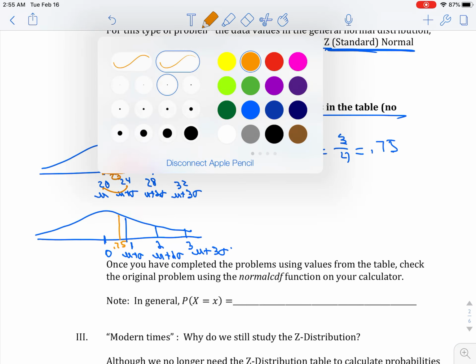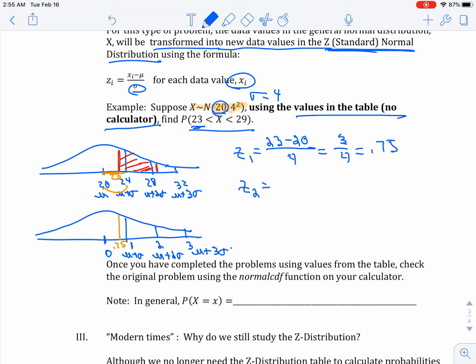All right, then we want z sub 2, which is going to be our upper value, 29, minus the mean, again using this formula, minus the mean, which is 20, divided by the standard deviation, which is 4. So we get 9/4, which of course is 2.25. And again, that should make perfect sense, because if this is 29 right here, this total distance is 4, and we've gone 1/4 of the way between here and here. So 1/4 of the way between 2 and 3 would be 2.25. And that's the area that we want.